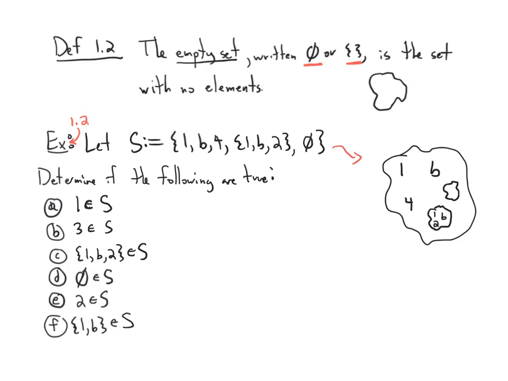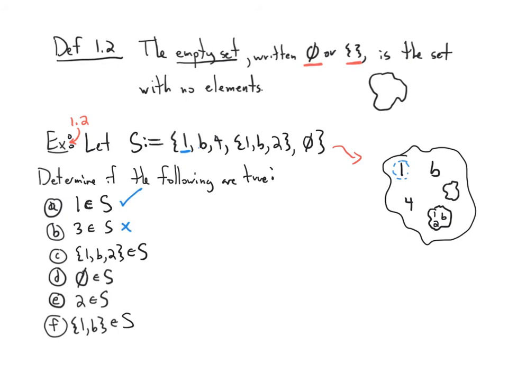So maybe now pause the video and try this example. See if you can determine which of these statements are true. Okay, well, the first one, is 1 an element of our set? It indeed is. Here it is in our bag. This one is true. Is 3 an element of our set S? No, definitely not. There's not a 3 to be found. This is not an element.